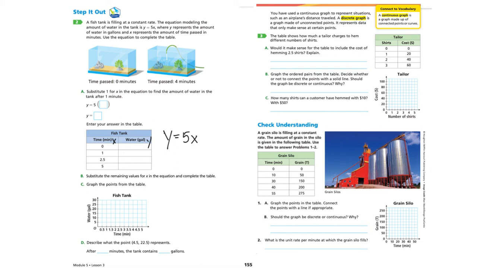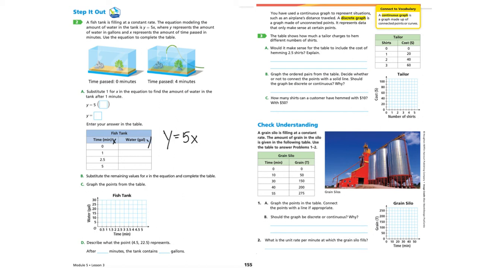So now let's look at the step it out. Number 2, a fish tank is filling at a constant rate. The equation modeling the amount of water in the tank is y equals 5x, where y represents the amount of water in gallons and x represents the amount of time passed in minutes. Use the equation to complete the table.